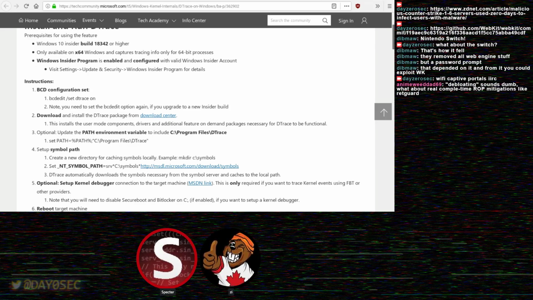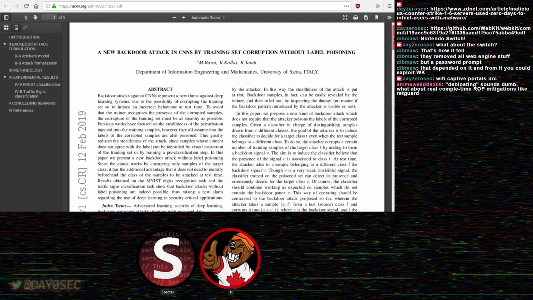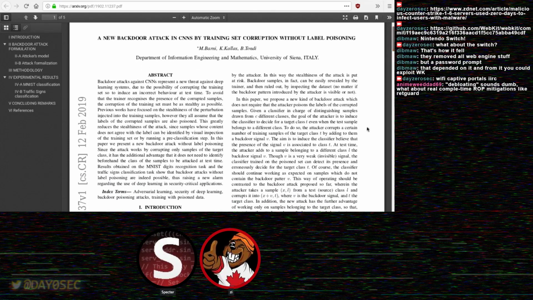Yeah. So I guess the next thing we can talk about is the backdooring of neural networks. I thought this was kind of an interesting little attack. I mean, doing backdoors on neural nets is really nothing new. It's been talked about pretty much as long as neural networks have been getting used. People have talked about backdooring them.